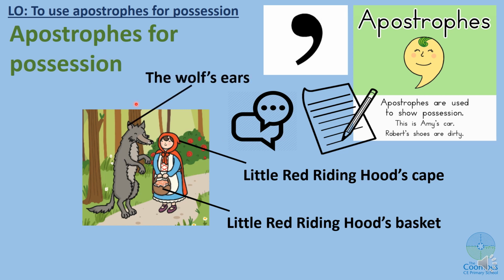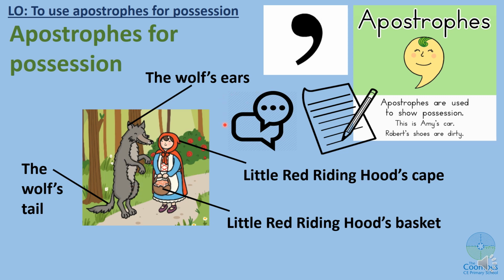We've got examples for the wolf now as well. So the wolf's ears, the ears belonging to the wolf. And again, notice how the apostrophe comes before the S. And we've got the wolf's tail, the tail belonging to the wolf.